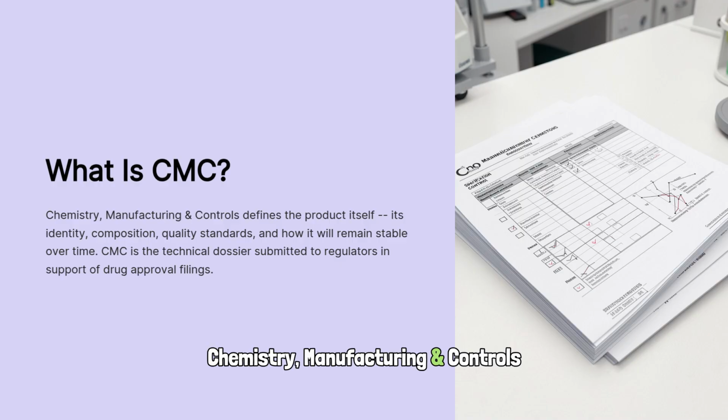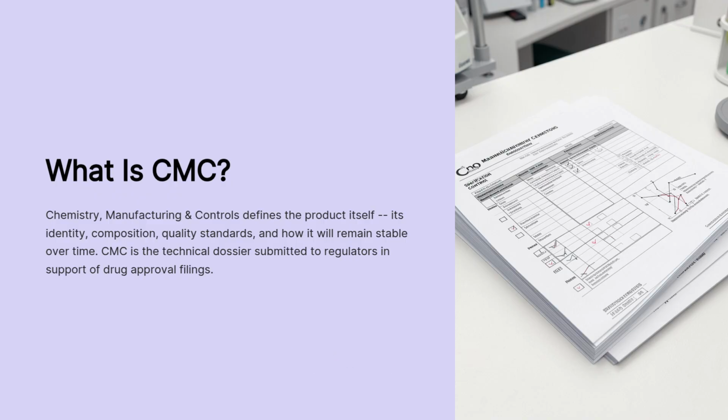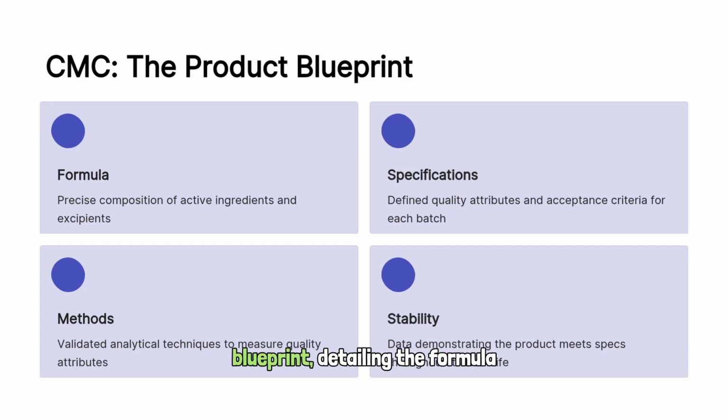Chemistry, manufacturing and controls, CMC, defines a drug's identity, composition, and quality standards. It ensures the product remains stable over time. CMC is a technical dossier submitted to regulators to support drug approval filings. CMC outlines the product blueprint, detailing the formula with precise active ingredients and excipients. Specifications define quality attributes and acceptance criteria for each batch. Validated methods measure these attributes, while stability data ensures the product meets specifications throughout its shelf life.